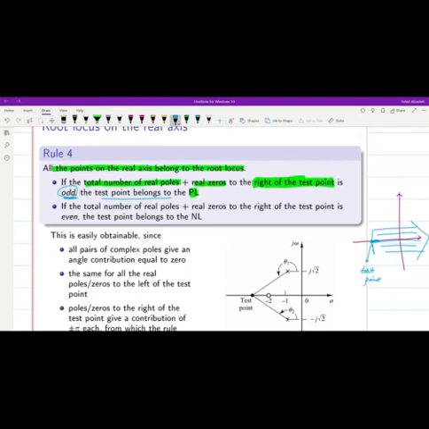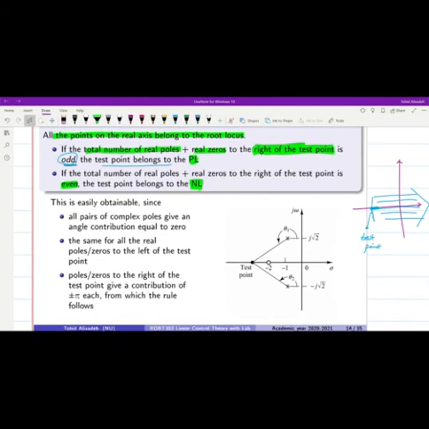So basically, when we consider the real axis, we will look at segments of the real axis, because for each segment, which is between poles and zeros, the total number of the poles and zeros on the right hand side will be the same. If the number of the poles and zeros to the right side of the test point is an even number, then that segment will belong to the negative locus.